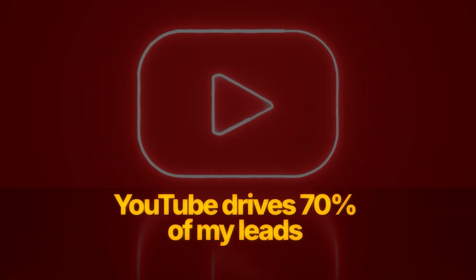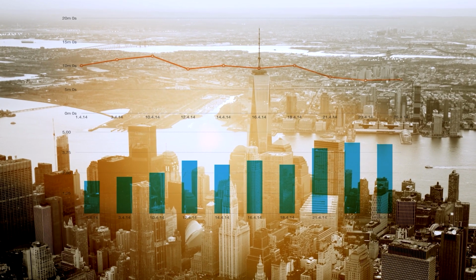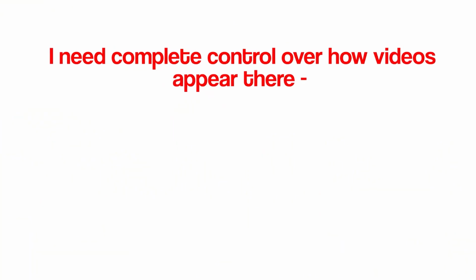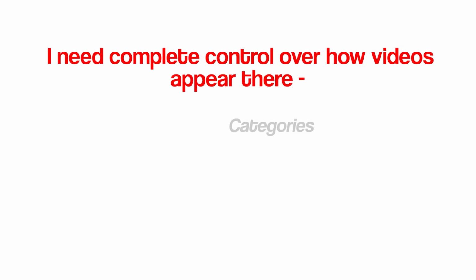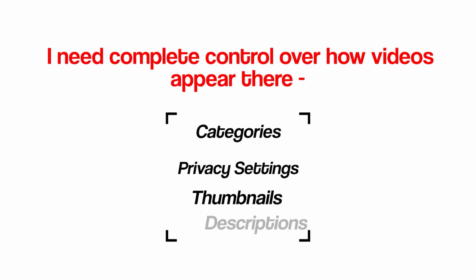And here's why I chose this approach. YouTube drives 70% of my leads, so it's the most important platform for my business growth. I need complete control over how videos appear there: categories, privacy settings, thumbnails, descriptions, you name it. Plus, I needed detailed performance data to improve my content strategy.